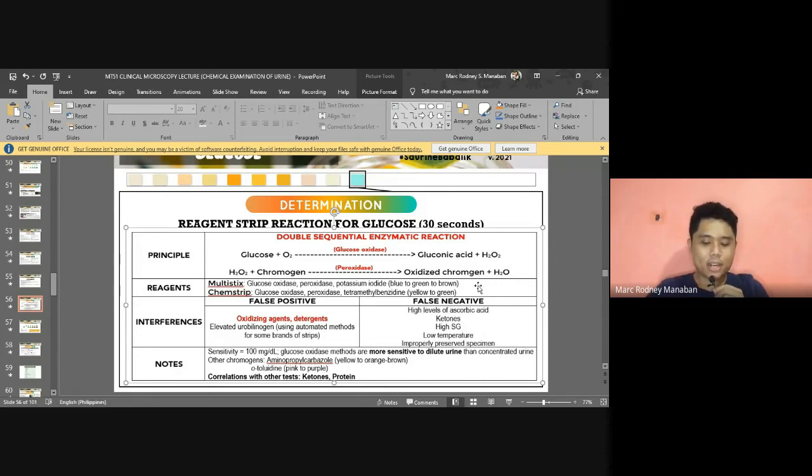All right. Now, sensitivity, 100 mg per dL. Again, glucose oxidase methods are more sensitive to dilute urine compared to concentrated urine because glucose oxidase methods work best in aqueous glucose solutions compared to concentrated na mga solutions. Other chromogens that may be used by other manufacturers, you have aminopropyl carbazole or o-tolidine. So depende na sa manufacturer kung saan na chromogen ang gamiton. Correlations with other tests, of course, you have ketones and protein, because again, protein in diabetic nephropathy, and ketones in cases of diabetic ketoacidosis.